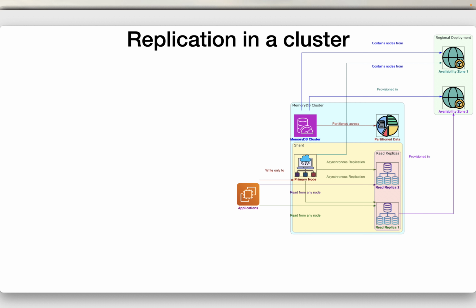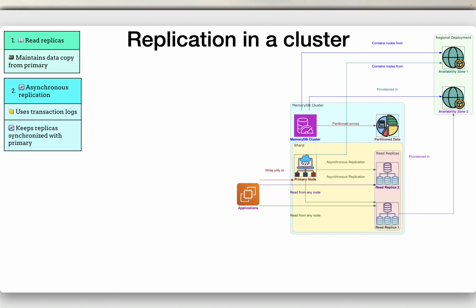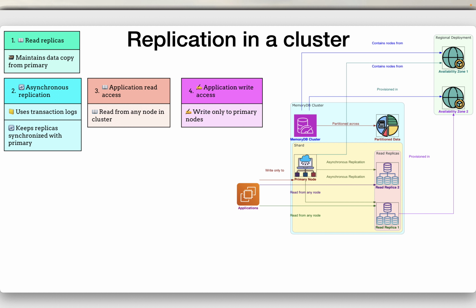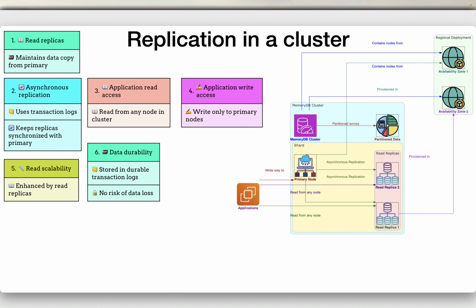Replication in the cluster. Each read replica in a shard maintains a copy of the data from the shard's primary node. An asynchronous replication mechanism using transaction logs is used to keep the read replicas synchronized with the primary node. Applications can read from any node in the cluster. Applications can write only to the primary nodes. Read replicas enhance read scalability. Since MemoryDB stores the data in durable transaction logs, there is no risk that data will be lost. Data is partitioned across the shards in a MemoryDB cluster.